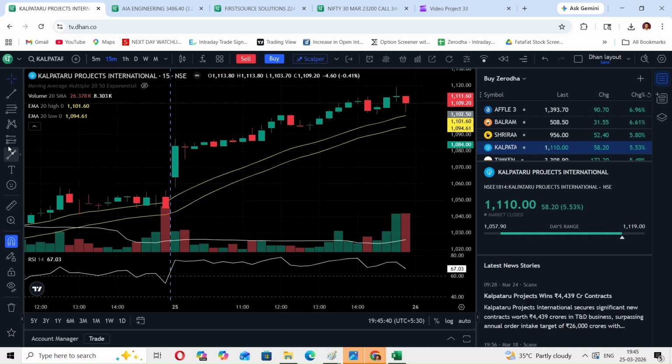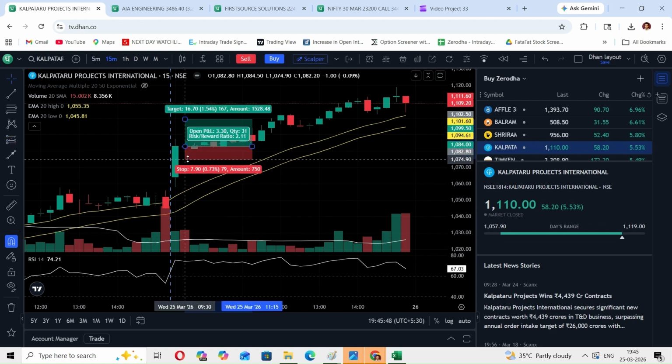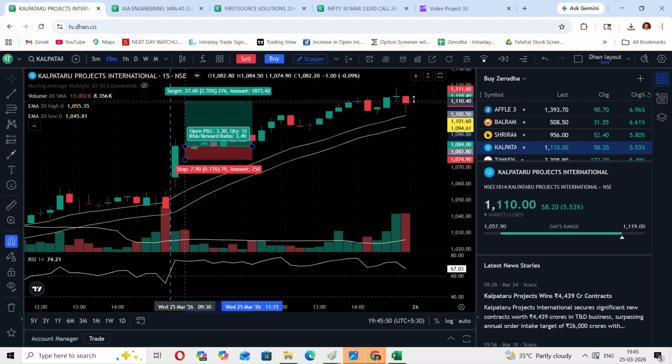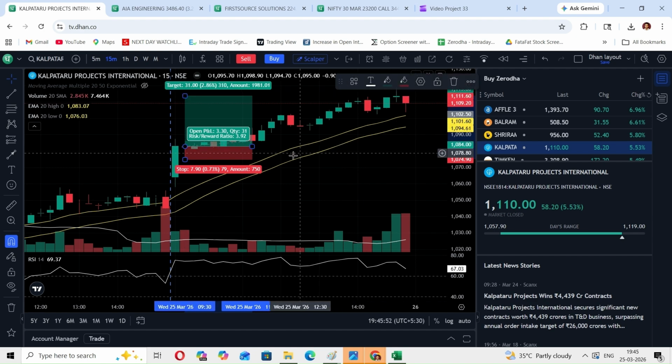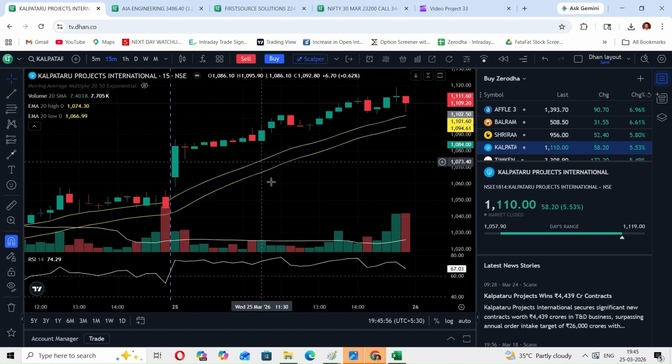This was the next trade, the next stock which was filtered from that particular scanner. See here, if you have exited at the end of the day you would have got around 1 is to 4 profit in this particular trade, right?